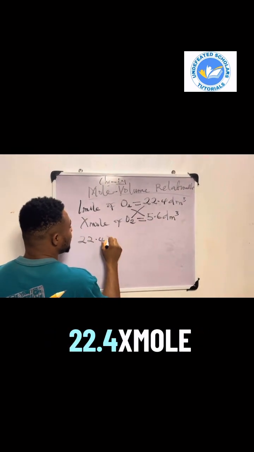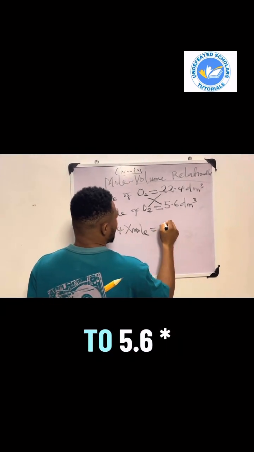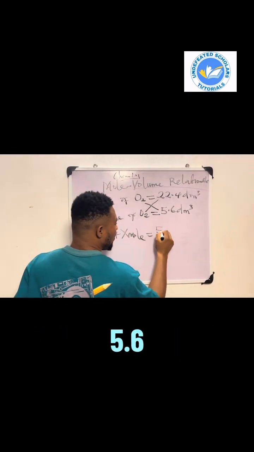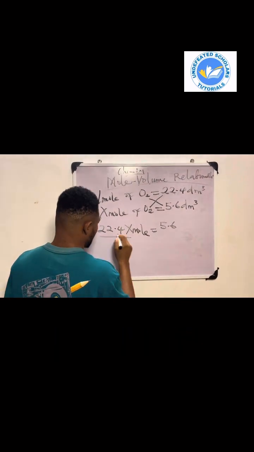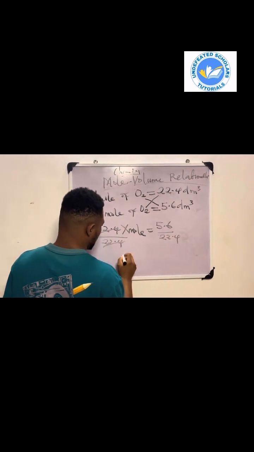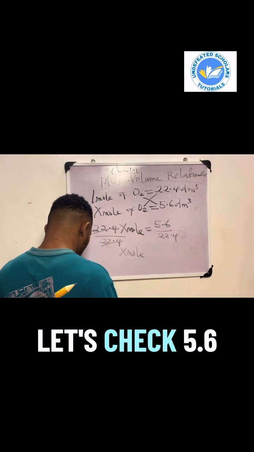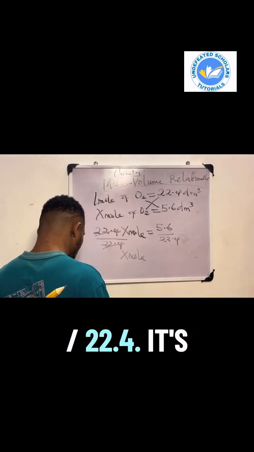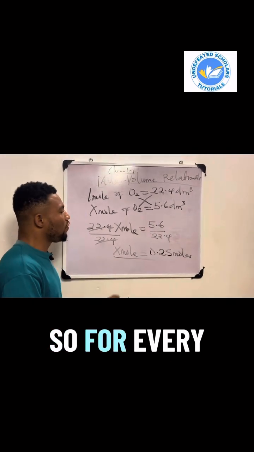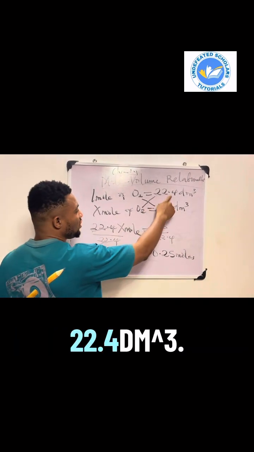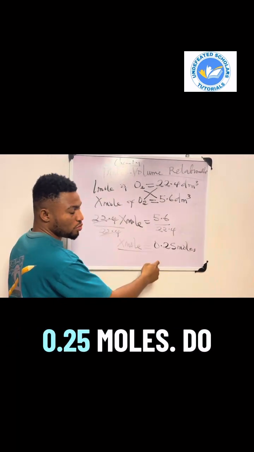It's going to be 22.4 x moles, because we are looking for x, equals 5.6 times 1, which is 5.6. Divide both sides by 22.4. x moles, let's check, 5.6 divided by 22.4 is 0.25. So for every 1 mole of oxygen gas, there's 22.4 dm³. Then for 5.6 dm³ of oxygen gas, there's 0.25 moles.